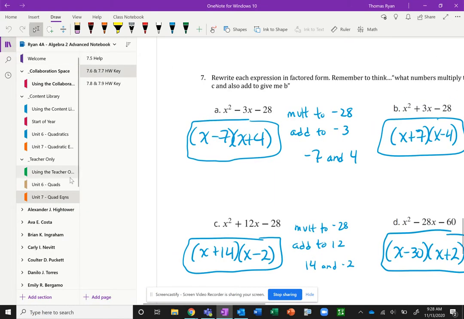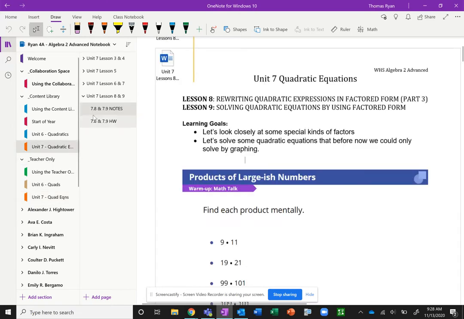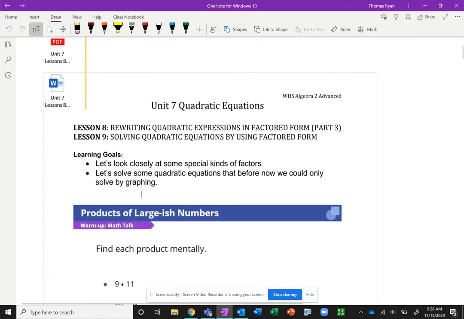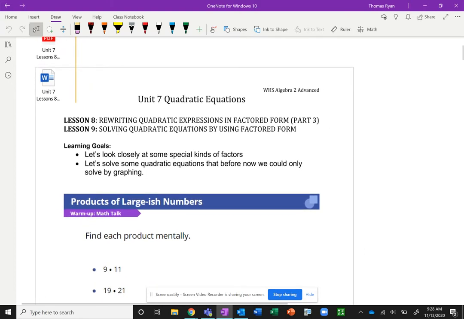All right, so today we are going to do lessons 8 and 9. And the reason we're combining them is because 8 is just the final special case of factored form, and then 9 is getting into actually solving, which is what we've been working towards, right? Algebra 1 and Algebra 2 are all about solve, solve, solve. Here's a problem, solve it. What's X? What's this? What's that? What's the variable? Go and solve it.